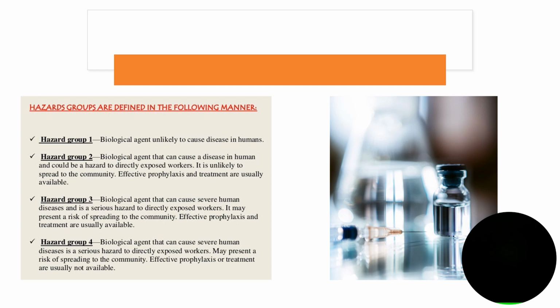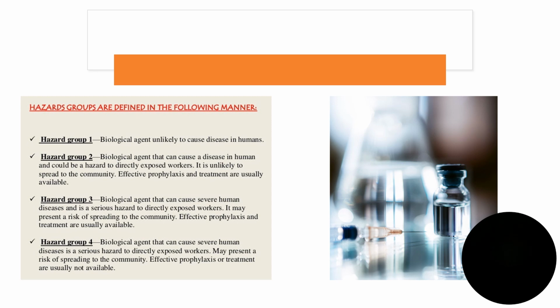Hazard group 1, a biological agent unlikely to cause disease in humans. Group 2, that agent can cause disease in humans and could be a hazard to an exposed worker, but it's unlikely to spread to the community, and there is effective prophylaxis and treatment available. Group 3, the biological agent can cause severe disease in humans and present a hazard to those directly exposed, especially healthcare workers. It may present a risk of spreading to the community, but again, effective prophylaxis and treatment are usually available.